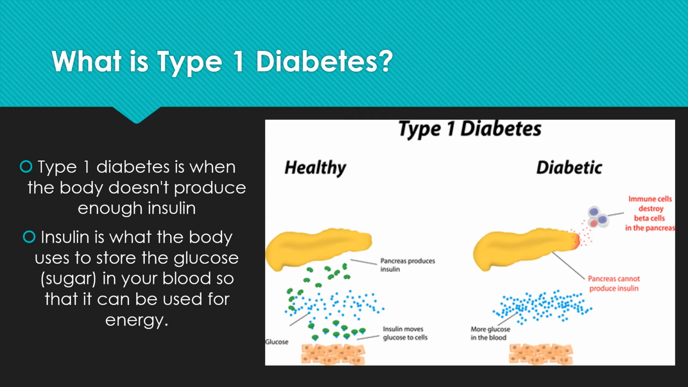Here's a depiction of a healthy individual. The pancreas produces insulin, and this insulin allows the glucose to be taken into the body cells for use or storage. Over here we have a diabetic individual. The immune cells attack the pancreas and cause it to not be able to produce enough insulin. Then when there is glucose or sugar in the blood, there's no insulin to take it into the cells. So the insulin isn't there to take it in, and the glucose stays in the blood system, causing a high blood sugar level.